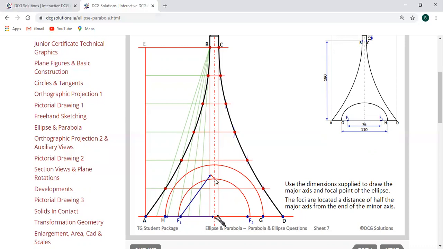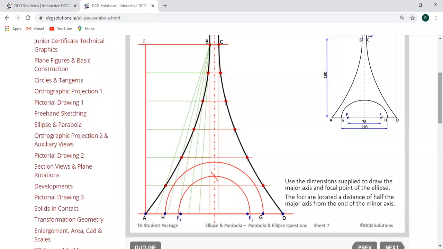Okay, so if we just reverse that, if we had our minor axis, we'd be doing the exact same method in reverse. Sorry, if we had our minor axis point, we would be setting our compass to half the major axis. We'd be coming back up to our minor point, and we'd be drawing an arc down here. And where that cuts the center line, that will be our focal point. Okay, so we're just doing that in reverse.